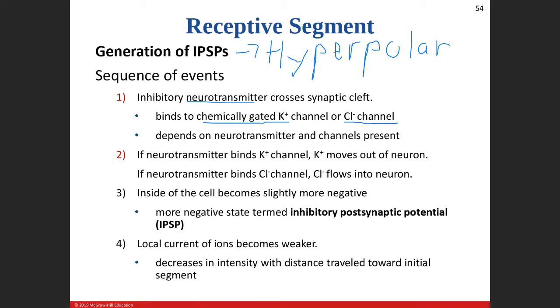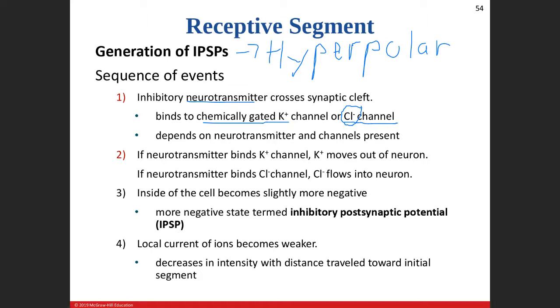Or if we get our chloride channels to open up, chloride is in much more abundance outside the cell. So when those channels open up, chloride enters into the cell and it takes its negative charge with it, making the inside of the cell more negative.